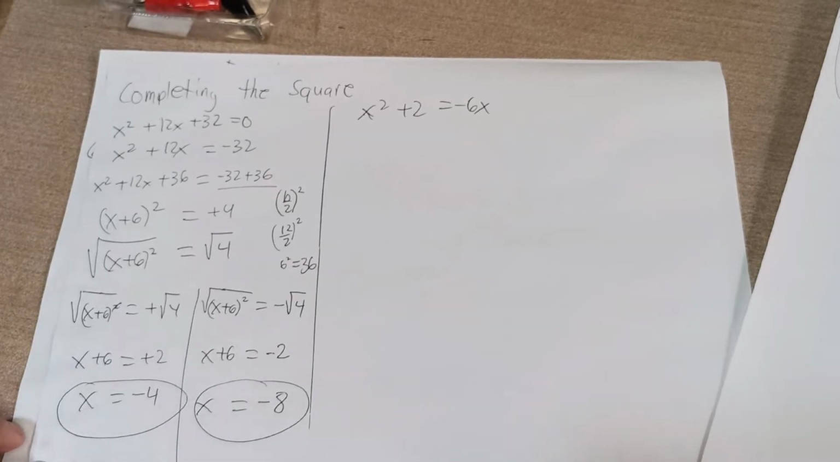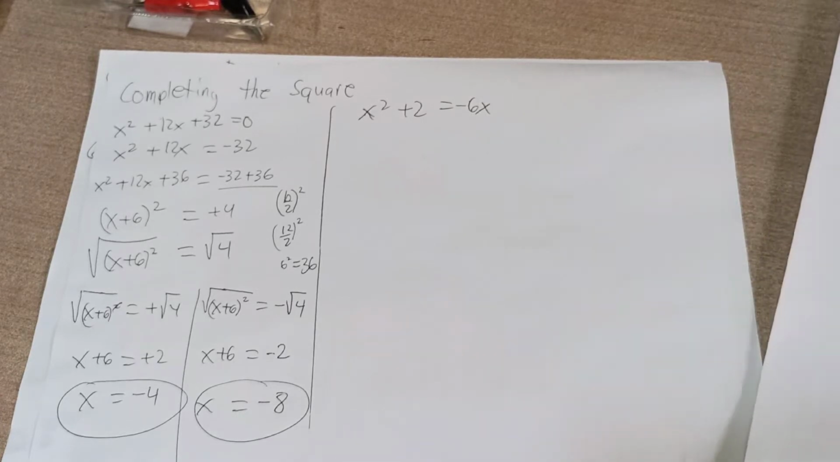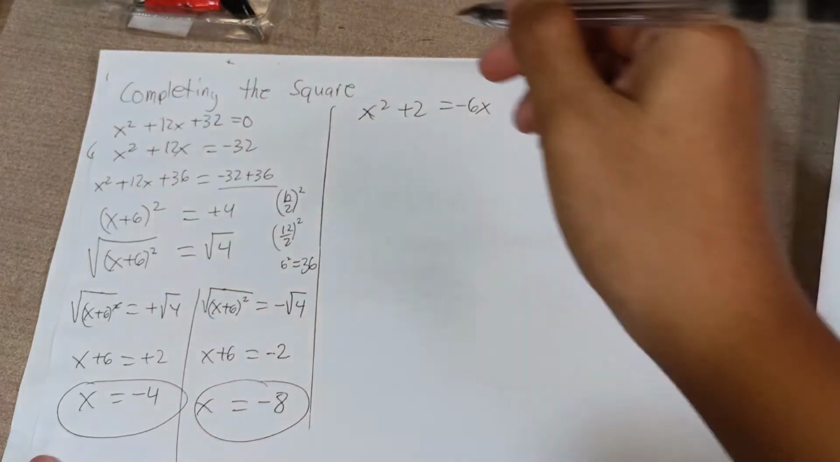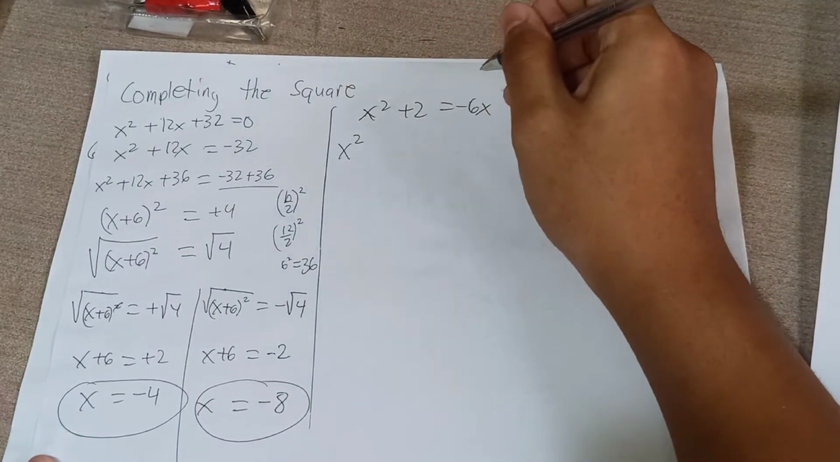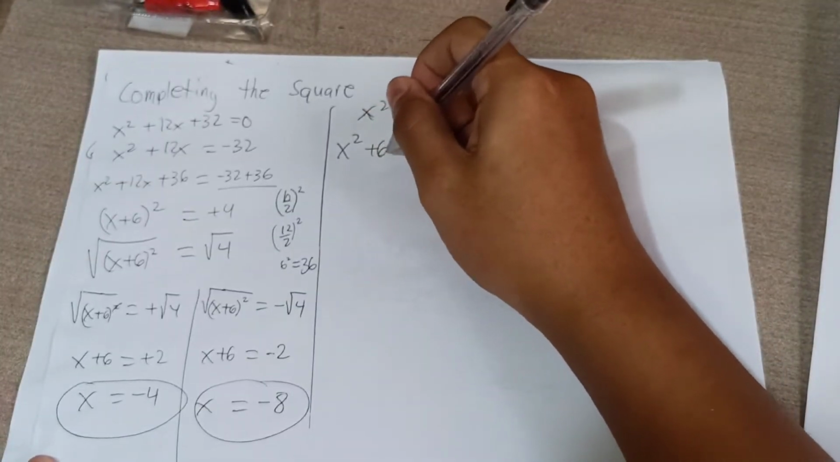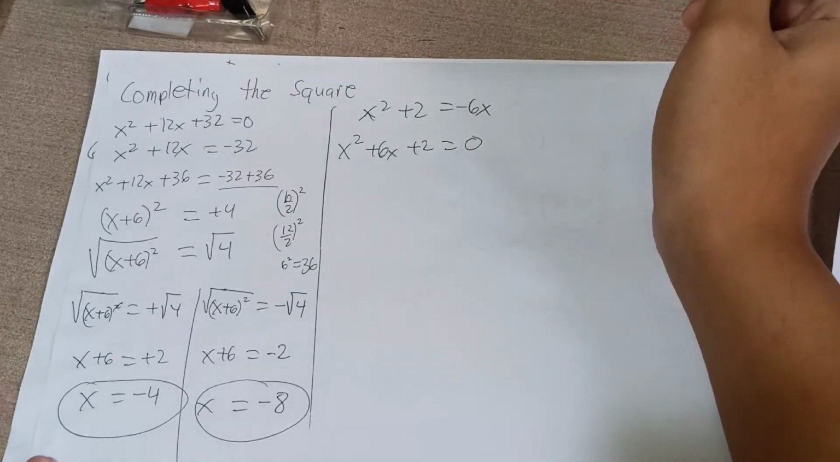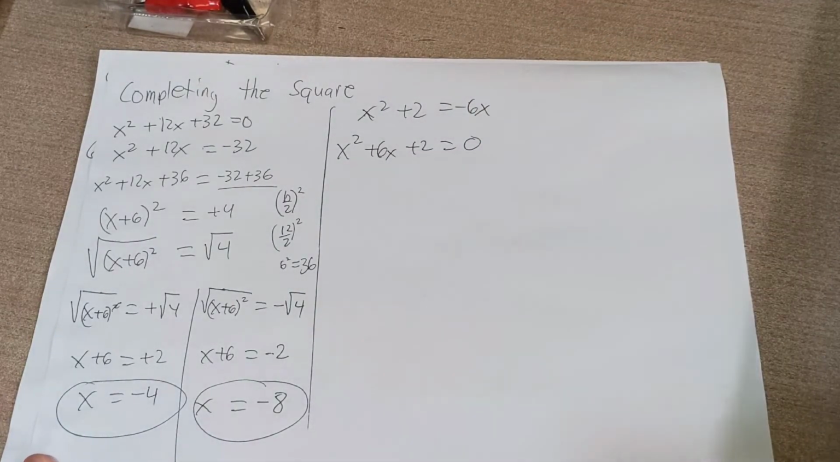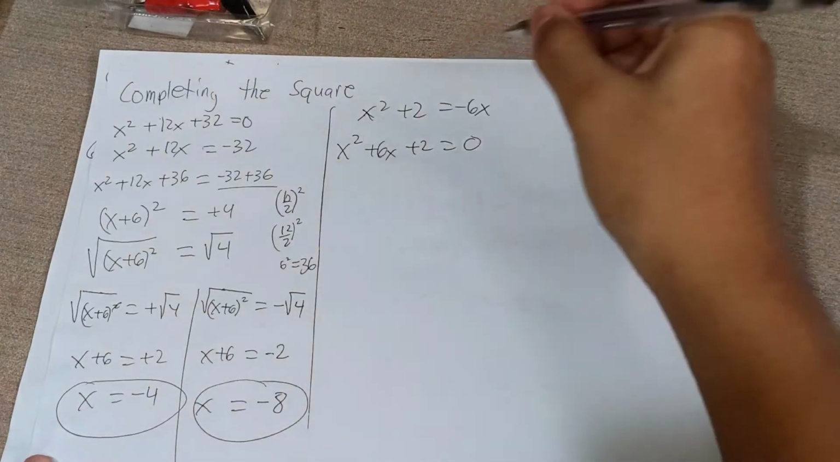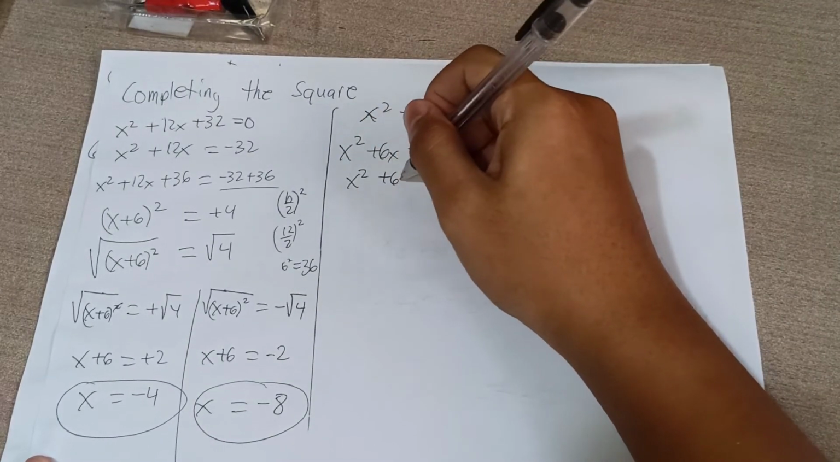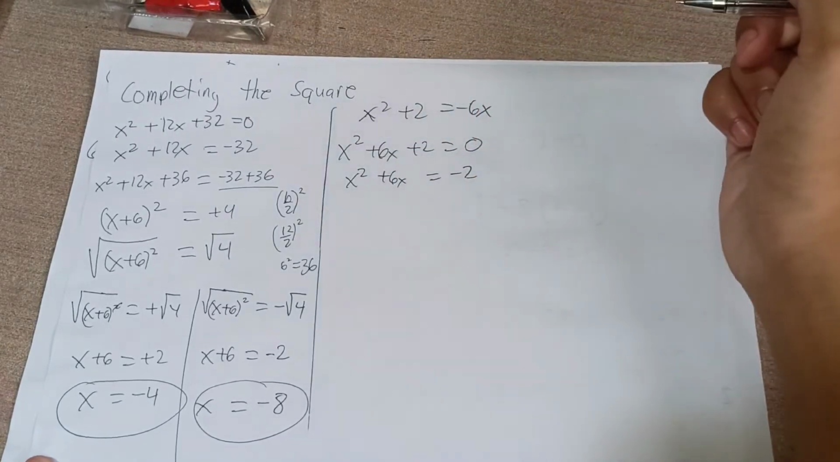In the second part, let's proceed to the second equation. We will start converting it to a proper form of a quadratic equation. Thus, it will be x squared plus 6x plus 2 equals 0. It is said that in completing the square, we must isolate the c. So, x squared plus 6x is equal to negative 2.